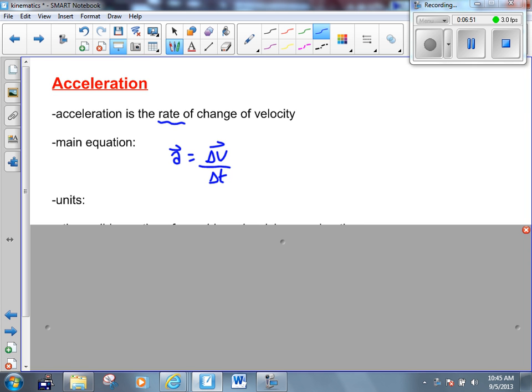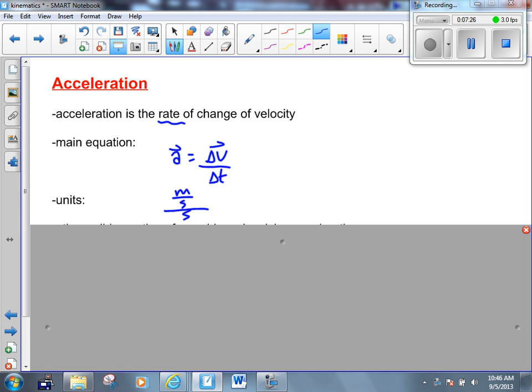Now, can anybody tell me what the units would be for acceleration? The easiest way to figure them out is to take a look at this equation. What are the units for change in velocity? You guys know that, right? What are the standard units for velocity, or for change in velocity for that matter? Right here? Meters per second. Good. So the units here would be meters per second over, what are the units for time? Seconds. So it's going to be meters per second per second.